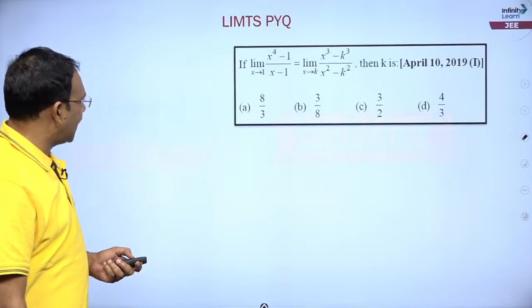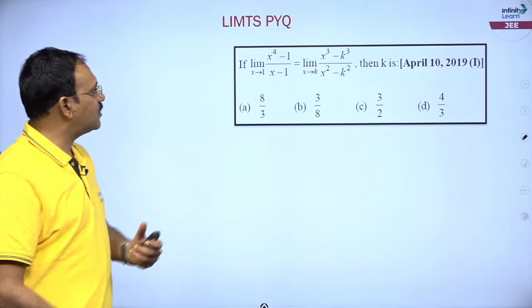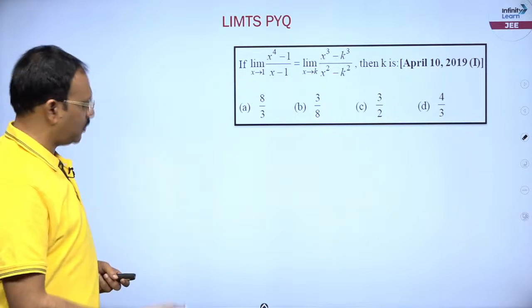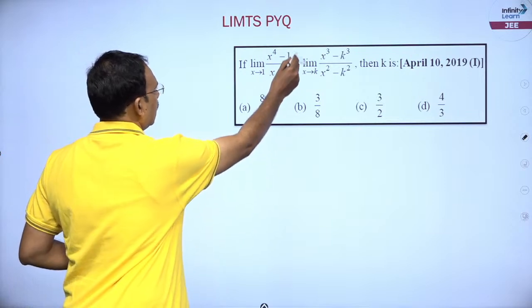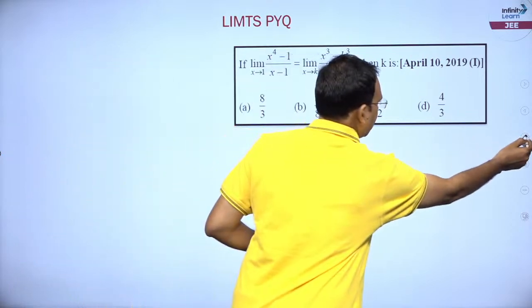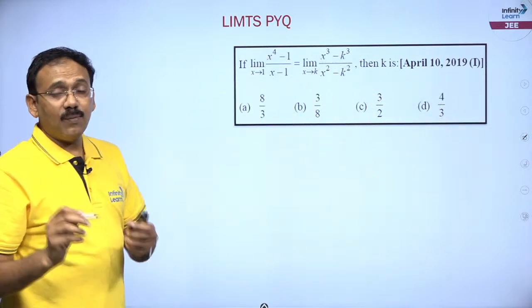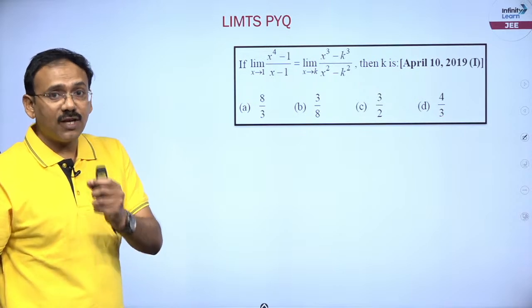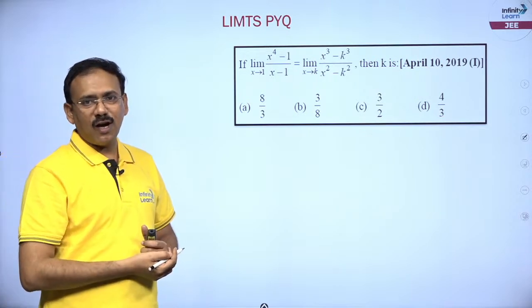Then the first question related to limits. You see this question, it is a very simple question. Limit x tends to 1, simple question. Most of the questions of limits you can close in 1 or 2 minutes. Let me tell you how to do this.